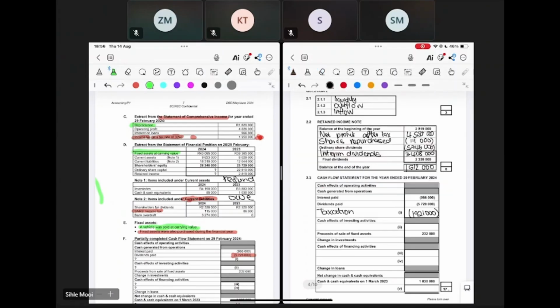Any questions? Purchase of fixed assets. Did everyone understand how we got that? Thumbs up.